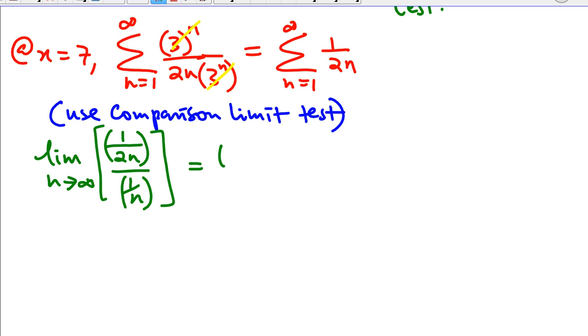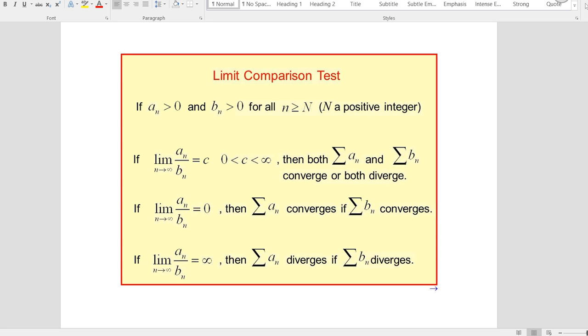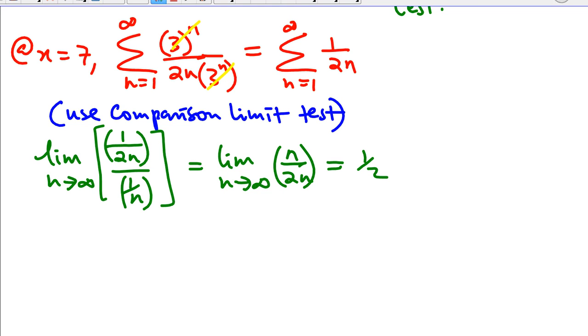This is the same as the limit as n approaches infinity of n over 2n, which is basically equal to a half. Now, from the limit comparison test, when the limit of a sub n over b sub n is equal to c, where c is between 0 and infinity, then both series behave the same way. Now we know that a harmonic series diverges, which means that the series that we have here at x equals 7 also diverges.